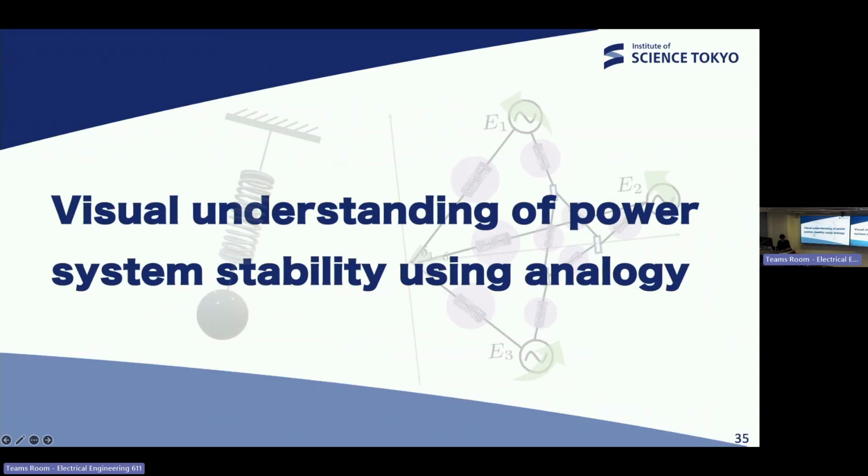So far, I've discussed the passivity-based analysis of the domain of attraction in power systems. And next, I would like to explain a method for visually understanding the dynamic behavior of power systems.